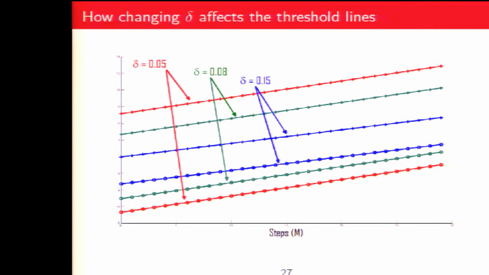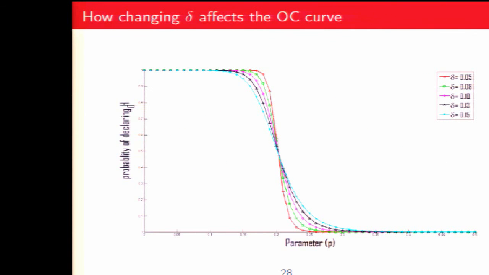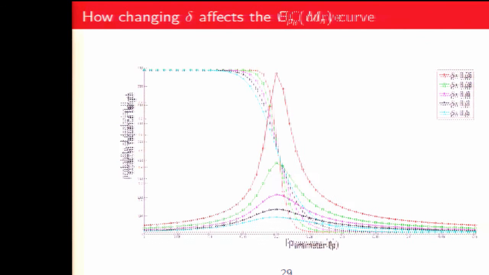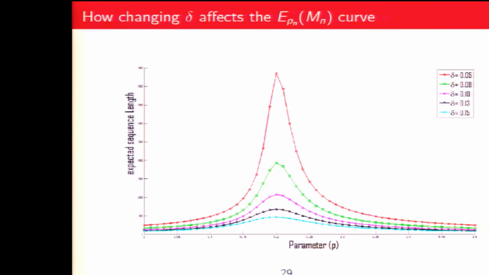So this parameterization helps me manipulate the operator curve by manipulating the threshold lines. This is how the threshold lines depend on delta. Basically, the smaller delta is, the wider the threshold lines are. This makes some sense, and you'll see why in a second. The effect of delta on the operator curve is kind of hard to see because it's not very pronounced. It sort of turns that nice S-curve into a straight line. But these small nudges on the operator curve actually have a profound effect on the expected sequence length.